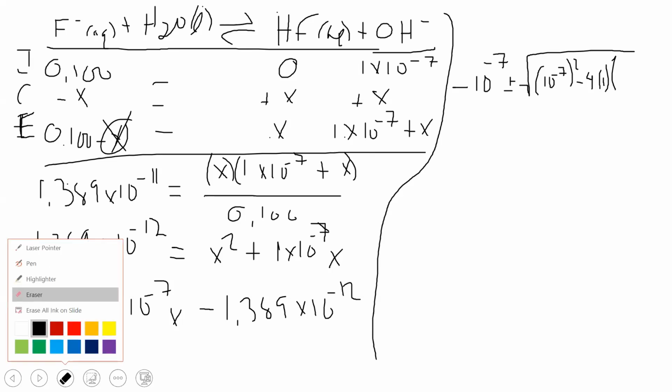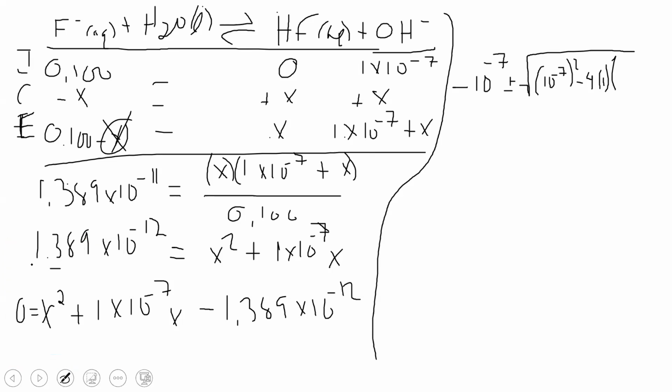Come on, stylus. Here, let's try this. So negative 1.389 times 10 to the minus 12. Okay, I know it's hard to read, I apologize. That all divided by 2 times 1, right?